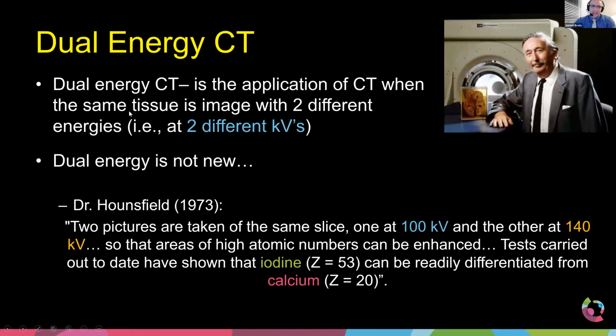And from the very beginning of the development of CT, Dr. Hounsfield always envisioned using two energies to scan the body, because he realized from the very beginning, all the way back in 1970 when CT was invented, that if you image one tissue twice with two different energies, you can identify the atomic mass of the material. So you can identify, for example, the difference between iodine and calcium, just as an example.